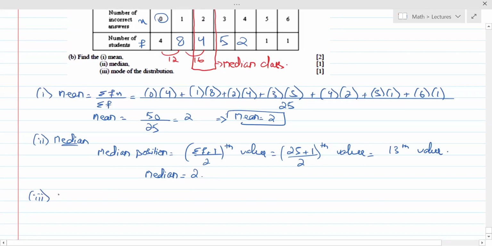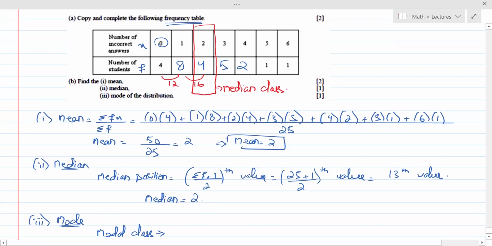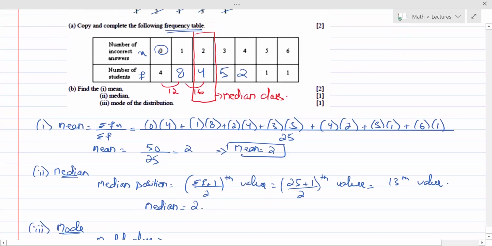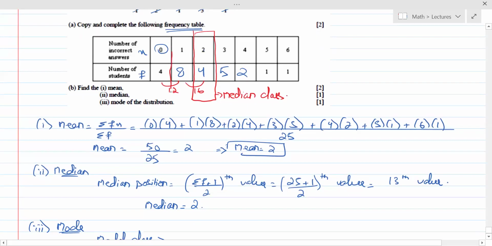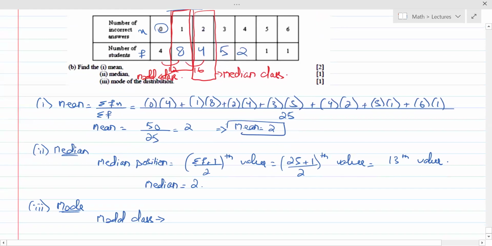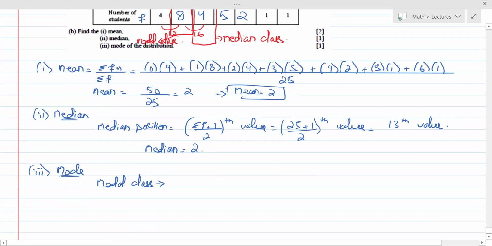Last, we have to find mode. And for finding mode, we have to find the modal class. And modal class means the class having the highest frequency. So 8 is the highest frequency. So this for us would be the modal class. And the x value for this modal class is 1. The mode here would be 1.